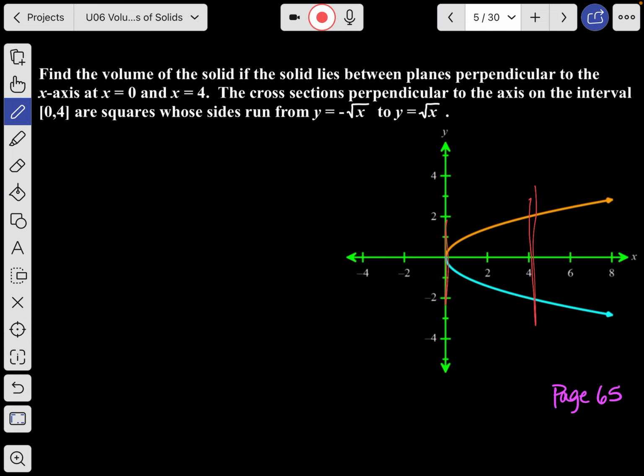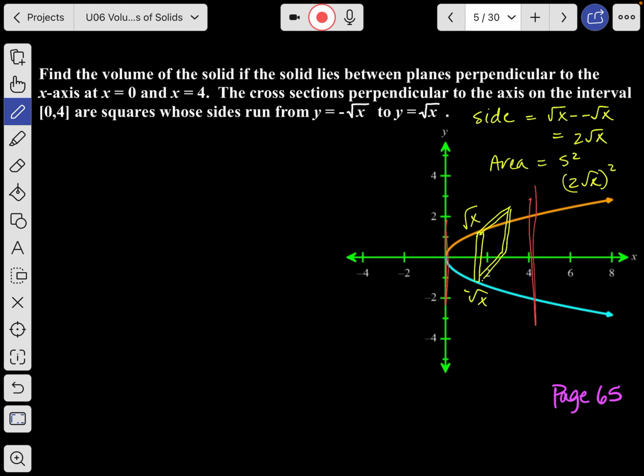So let's go ahead and draw in our representative square. So the base of our square, and we know that squares all have the same size, so that makes it nice. Trying to draw one in here three-dimensionally. The top function, of course, is our square root of x, and the bottom function is the negative square root of x. So one side of my square is going to be the top minus the bottom, which is 2 square roots of x. And the area is going to be the side squared. So our area is going to be (2 square roots of x) squared. And if I work that out, that's going to be 4x.